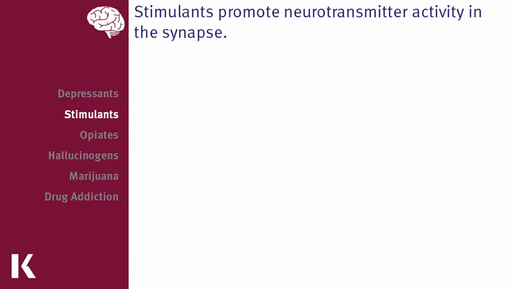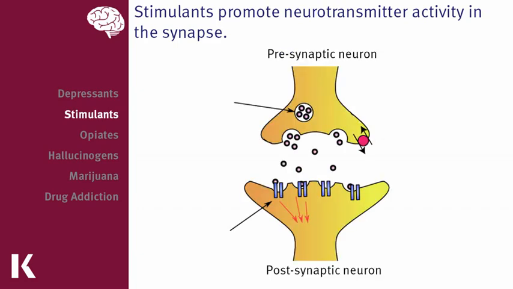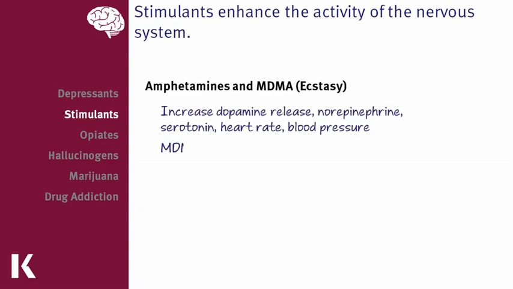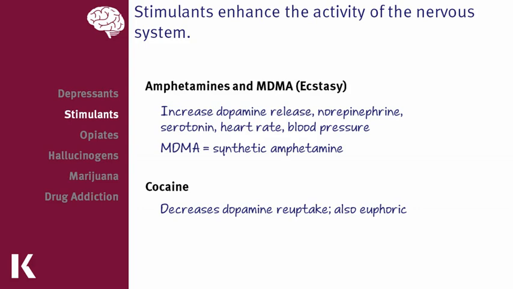Let's switch gears and talk about some uppers, or stimulants. Amphetamines, MDMA, which is a designer amphetamine called ecstasy, and cocaine are some of the most commonly abused stimulants. Stimulants increase arousal and the frequency of action potentials. Specifically, amphetamines increase the release of dopamine, norepinephrine, and serotonin, whereas cocaine decreases the reuptake of dopamine, allowing it to be active for a longer period of time. The effects on the patient include increased heart rate, blood pressure, euphoria, hypervigilance, and anxiety, as well as paranoia. Prolonged use can even result in stroke.